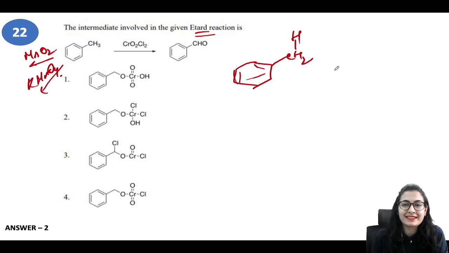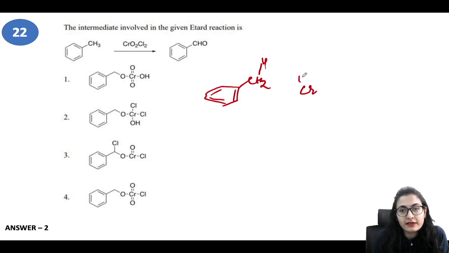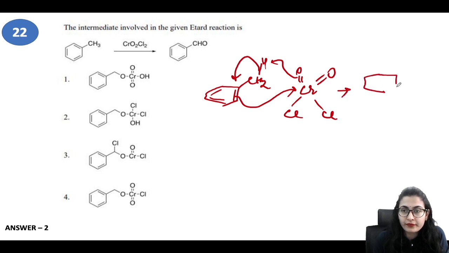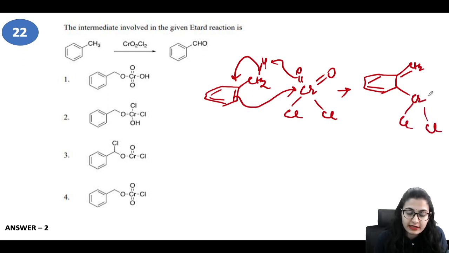Okay, yes. And then let's take the CrO2Cl2, that is the chromyl chloride. So oxidation via chromyl chloride is the ETARD reaction. Okay, ये bond अगर इधर fall कर गया, then this is going to attack. Okay, you are going to have a CH2 double bond and one single bond with chlorine, Cl, another Cl and another OH, और एक carbonyl ऐसे का ऐसे रह गया है.